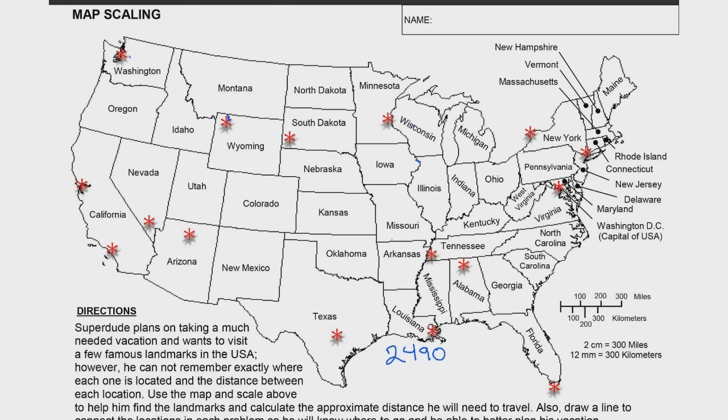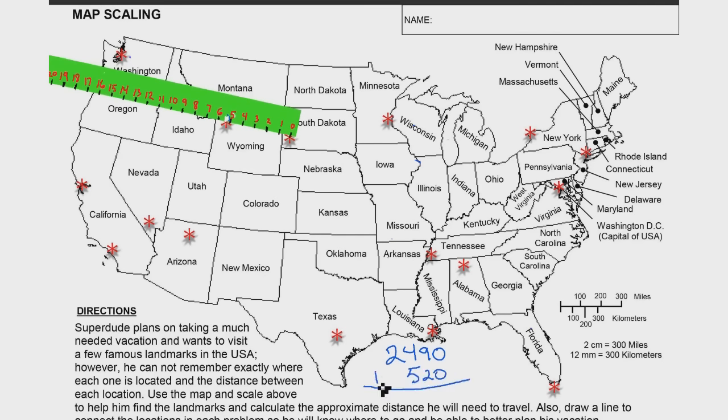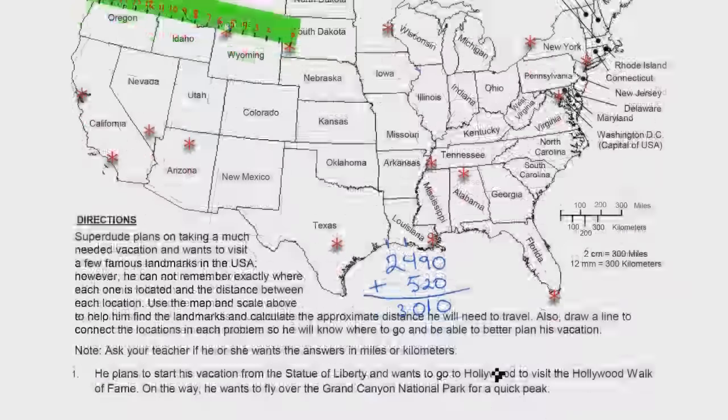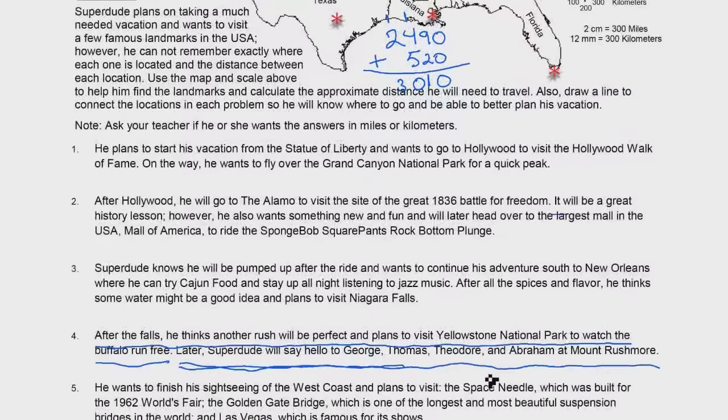And then after watching the buffalo, he's going to Mount Rushmore, which would be right there. And that is really close to 5, just a little past it. So it's between 500 and 600, but closer to 5. So why don't we do 520? If we add this up, 0 plus 0 is 0. 9 plus 2 is 11. Carry the 1. 1 plus 4 plus 5 is 10, carry the 1, and 1 plus 2 is 3. So we get 3,010 kilometers for problem number 4. Let me erase that and clean it up a little so I can write it in. 3,010 kilometers.